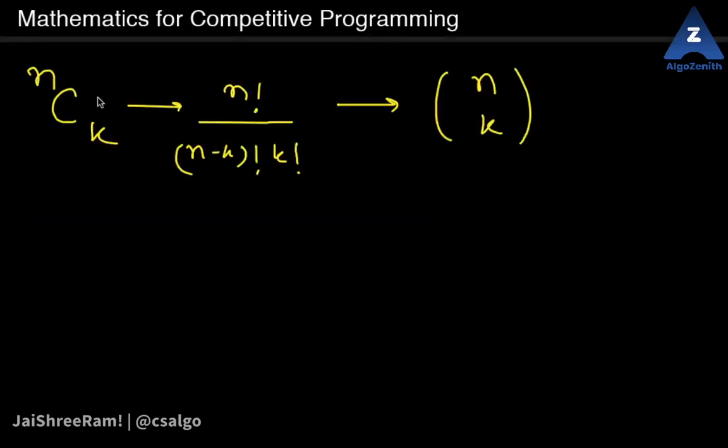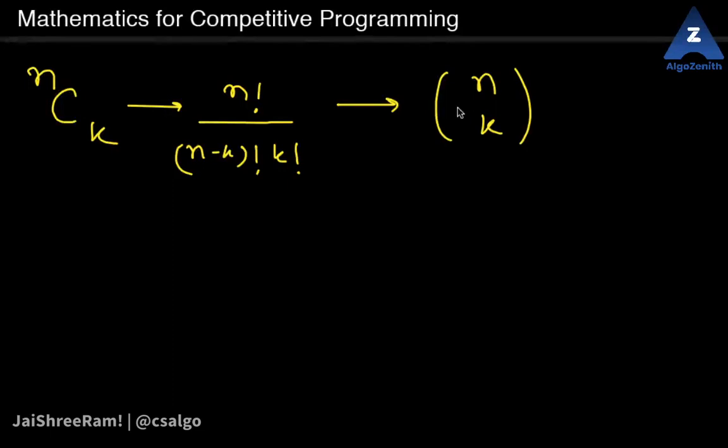So this n choose k is mathematically defined as n factorial divided by n minus k factorial multiplied by k factorial, and sometimes it's also denoted by this particular symbol. Okay, so if we use this particular symbol anywhere after this, just understand that this is nothing but n choose k.